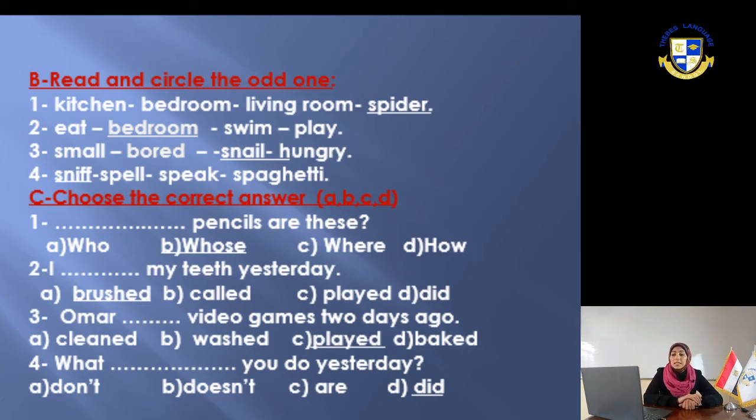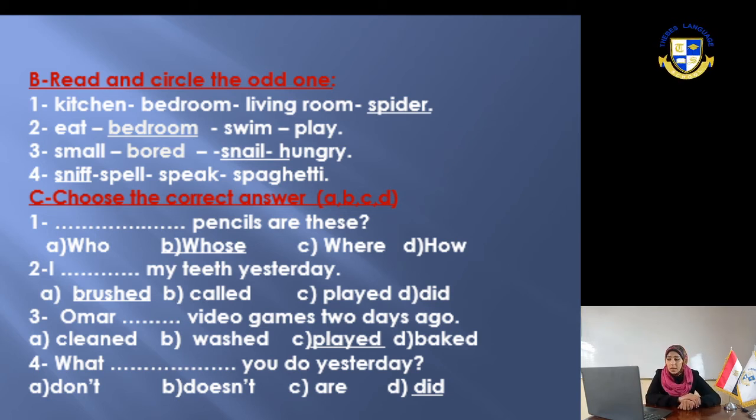Yes, all of them are adjectives, but snail is a noun or a name, so I add it out. Number four, sniff, spell, speak, spaghetti. Yes, I add sniff out because the rest of them I pronounce as sp: spell, speak, spaghetti, but sniff, no, it's not an S and a P. Thank you very much. Then I have choose the correct answer.